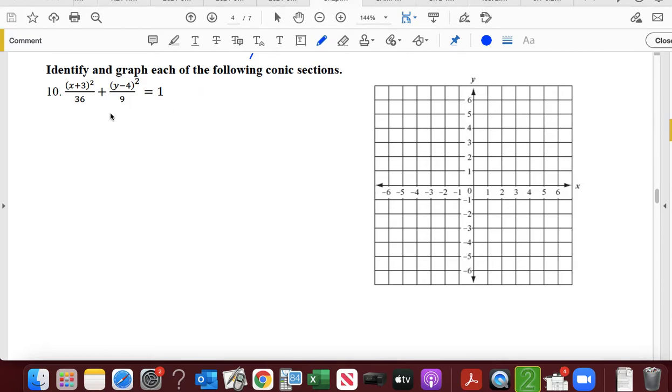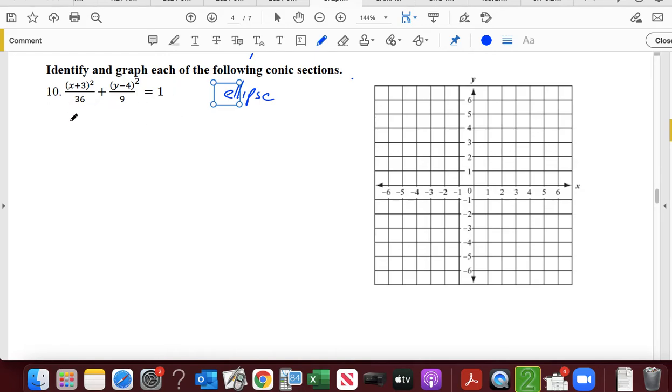Okay, so number 10, we're identifying and graphing each of the following conic sections. So we see this one if we look at our formulas. Notice how it's got the form of the ellipse and the hyperbola, but both are added, so it's an ellipse. So it is definitely an ellipse. And then now we need to graph it.